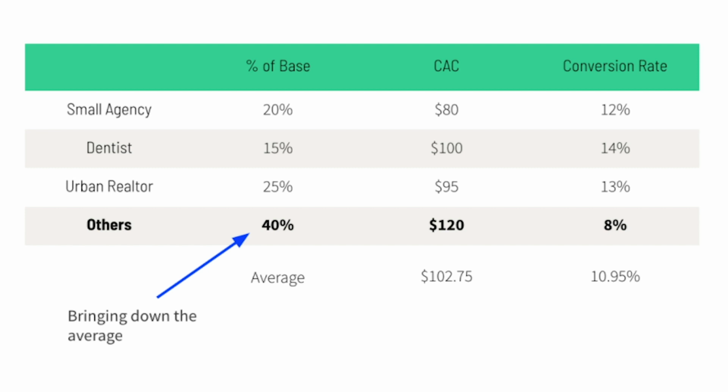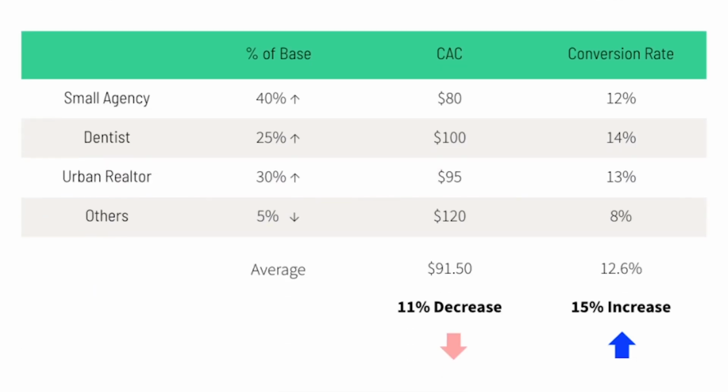This mix of customer acquisition costs increases your total CAC to $102.75, well above the CAC for each of your target segments, and brings the average down for conversion rate. But if you were able to increase the ratio of the high-performing segments in your customer base and decrease the amount of non-segmented customers to only 5% from 40%, you could have a massive impact on business metrics.